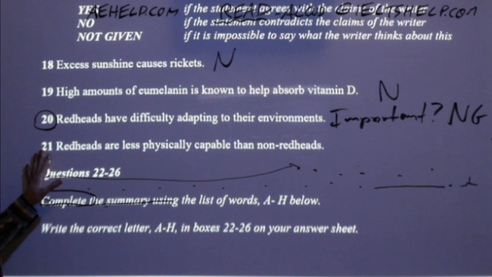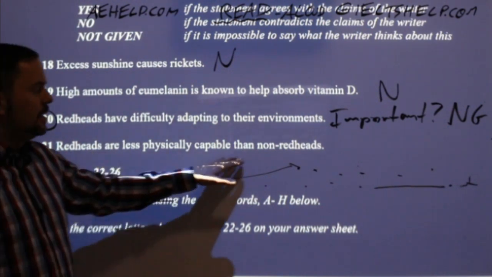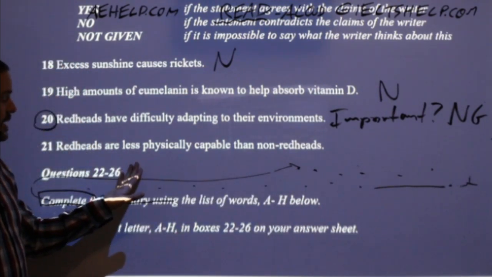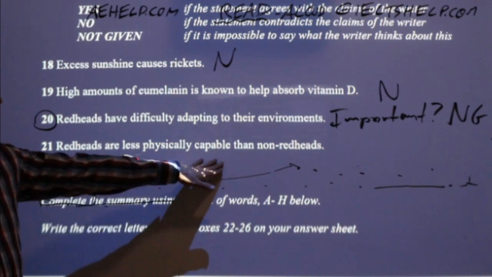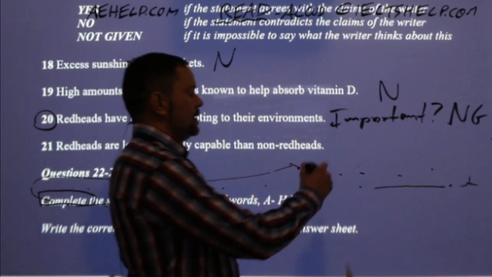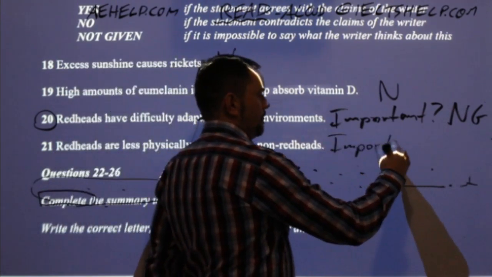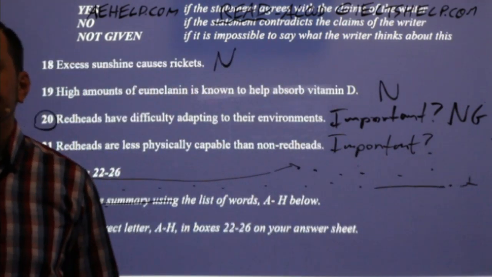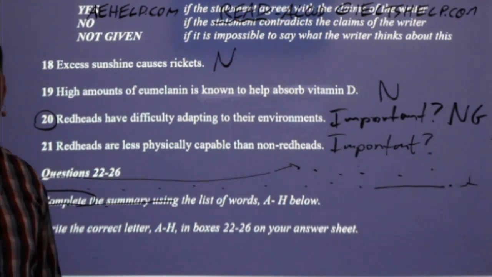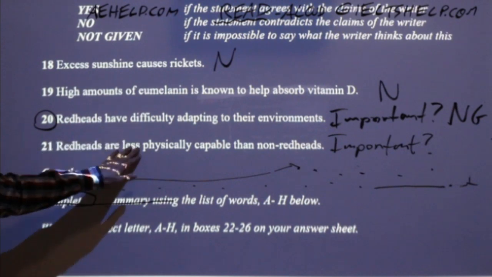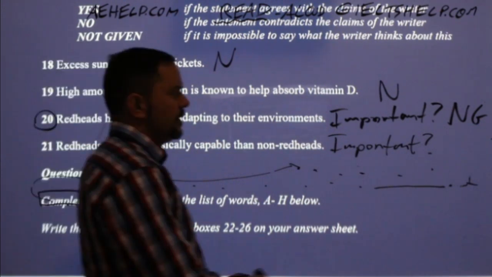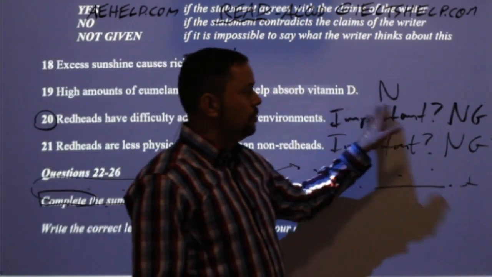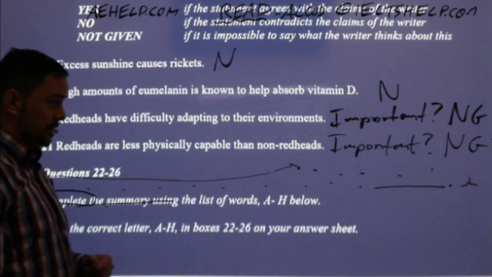Number 21, redheads are less physically capable than non-redheads. Does the author directly say that redheads are not as able to do anything as non-redheads? Is that important? Again, kind of a strange question, just like this one here. Yeah, it's awkward information, okay? So sometimes students, when you see awkward information like that, the clear answer is that it's not given. So here, the answers are no, no, not given, not given. There's not one yes answer here.